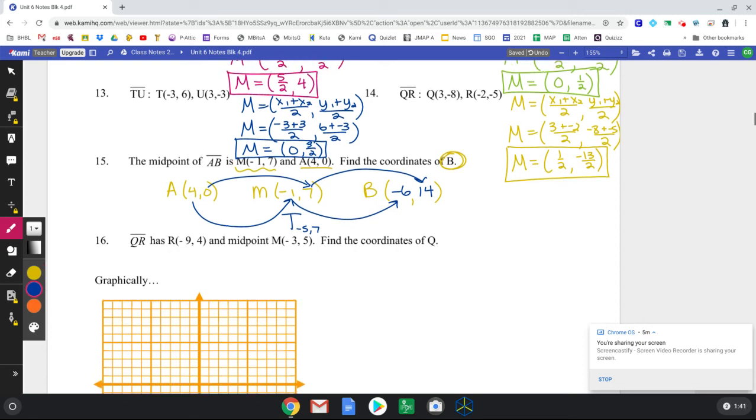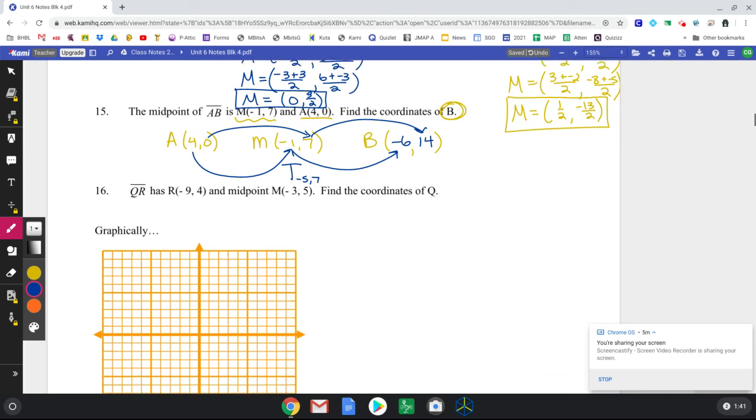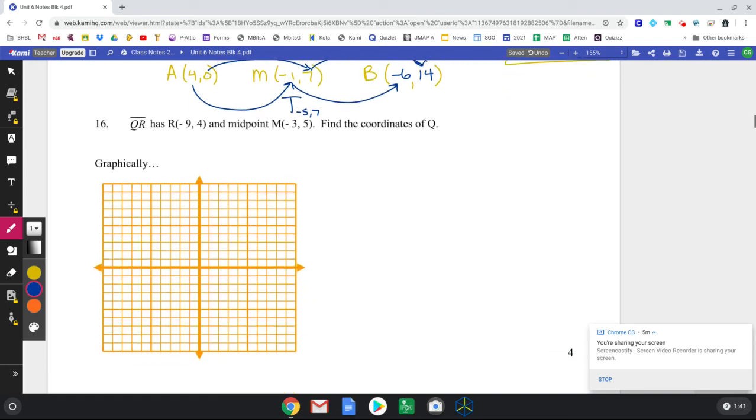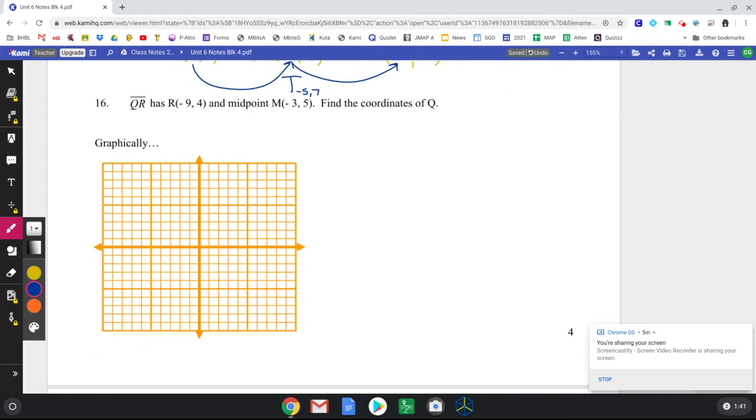I can do this also by using slopes. So let's try number 16 graphically. So in number 16, my point is -9, 4. That's my R. My midpoint is -3, 5. Here's my midpoint. And I'm looking for where is that coordinate of Q, trying to find Q.